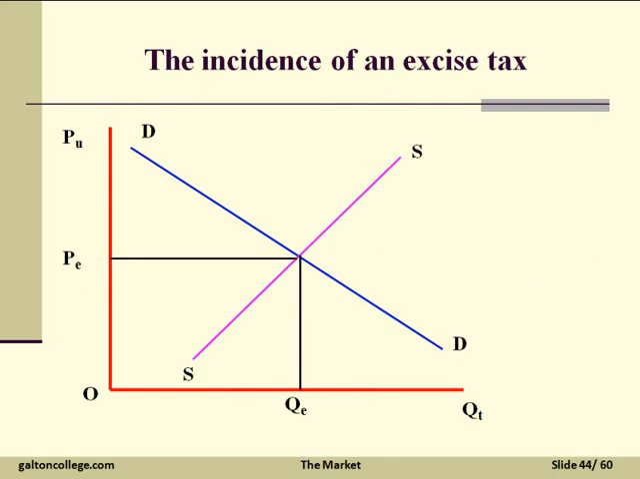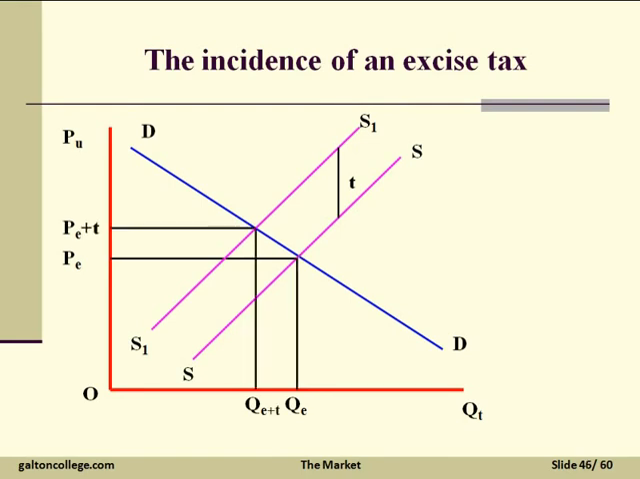Now, we can also have a look at the incidence of a tax here. If the government puts a tax on a product, it's the same as increasing the price of raw materials, or the same as increasing the costs of the product. The tax is like an increase in the costs. So in this case, the tax T has the effect of moving the supply curve to S1. That means that the price would rise and the quantity would fall.